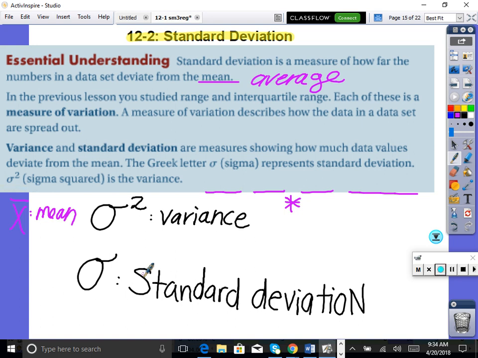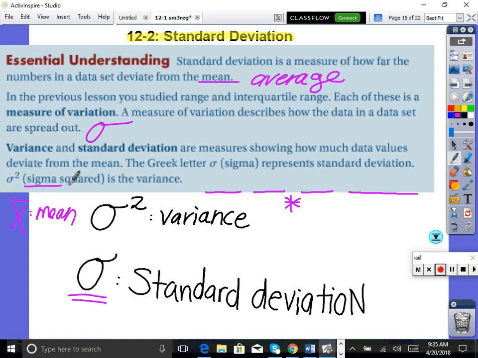So I would probably make myself a note of that because I might just say find sigma, and you have to know that that means standard deviation. So it's just a quicker way of writing standard deviation. Now variance is just that sigma squared. Sigma is spelled S-I-G-M-A, if you're curious what I'm saying. That's just a quicker way of writing it, like I said.